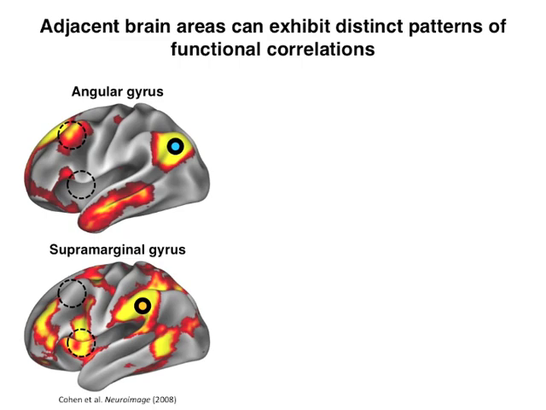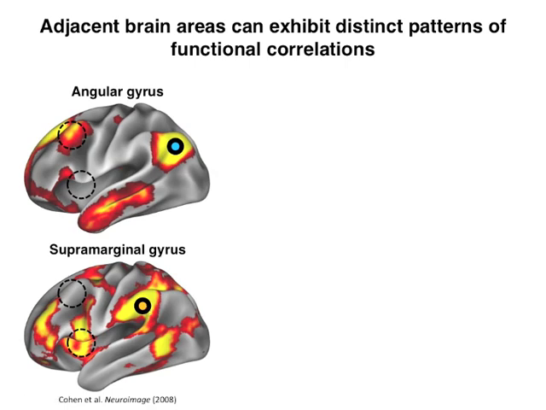So how might we do this? What I'm depicting here is an inflated cortical representation of the left hemisphere. At the top, you can see the resting state correlation map of a seed region placed in the angular gyrus. And at the bottom, you can see the correlation map of a seed region placed in the supramarginal gyrus. While these locations are not very distant from one another, they exhibit very different patterns of resting state correlations.